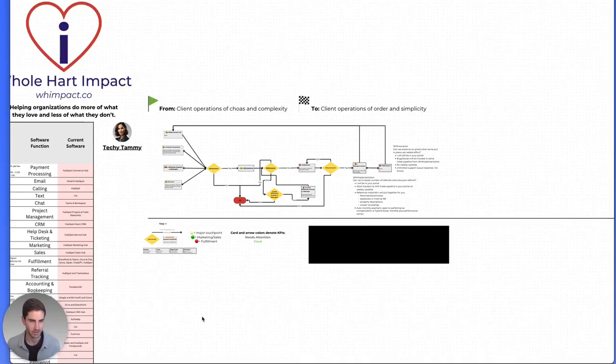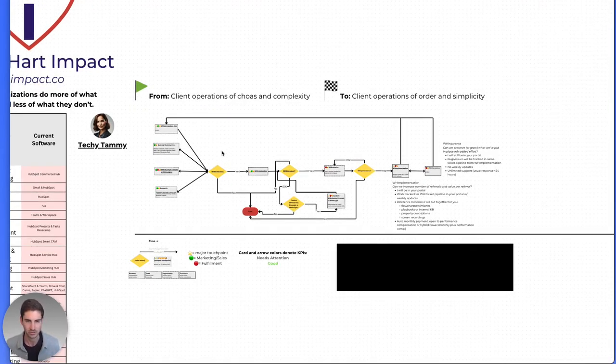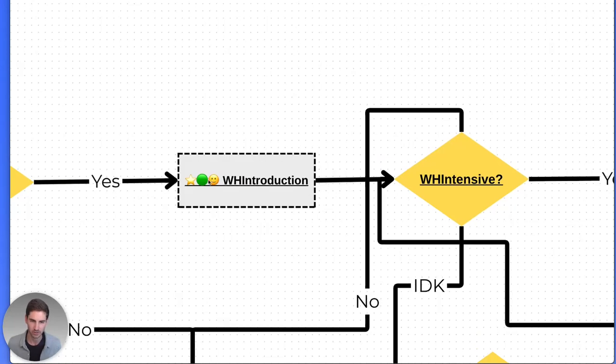The first place we're going to start is with my client map. Basically, this is just an overview of how clients could interact with my organization. Our objective at Whole Heart Impact is to take our clients' operations that may be in a state of chaos and complexity into a state of order and simplicity. So one of the pieces that we're going to dive into today is my referral and reward program that I call Introductions or Whole Heart Introductions. So it's this piece in the overall process map.